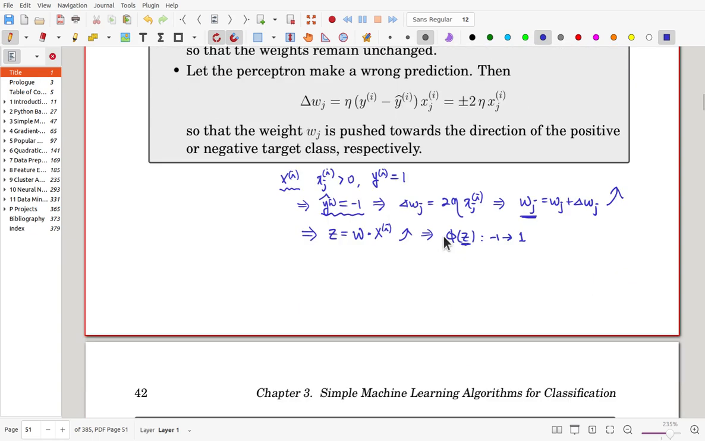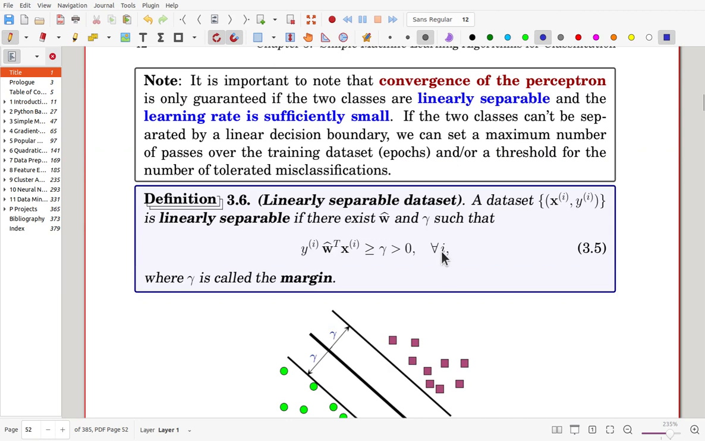Okay. It is known that the perceptron converges only when the data is linearly separable and the learning rate, here lambda, is sufficiently small. So what is a linearly separable data set? Here we define a linearly separable data set.